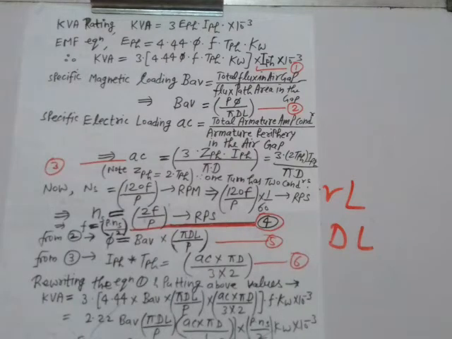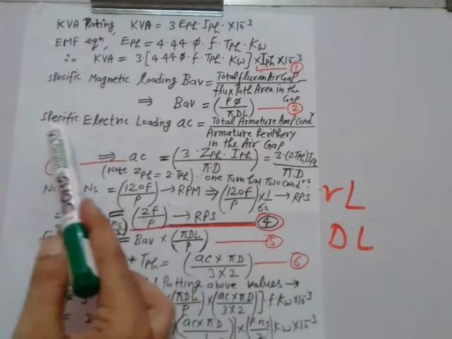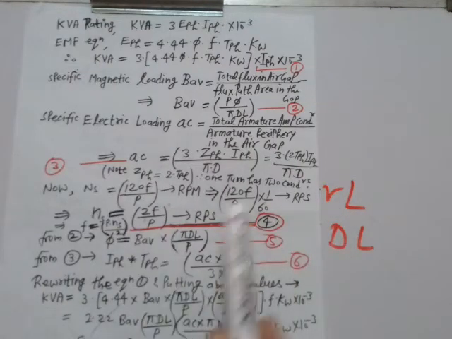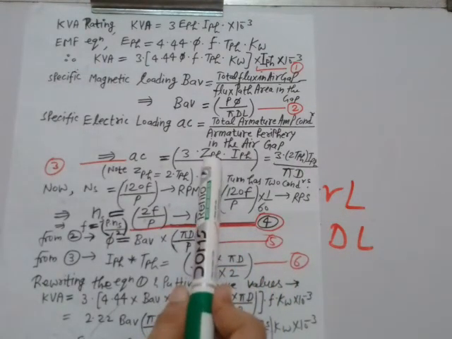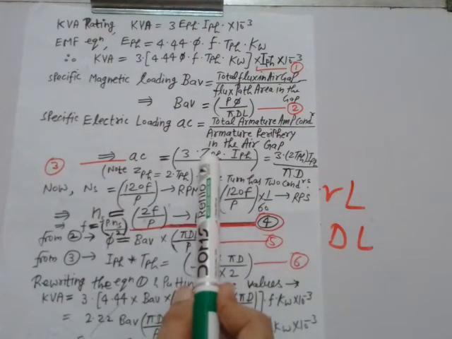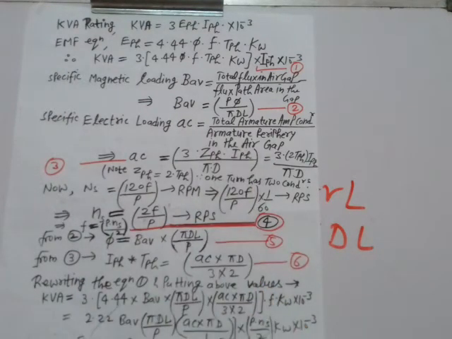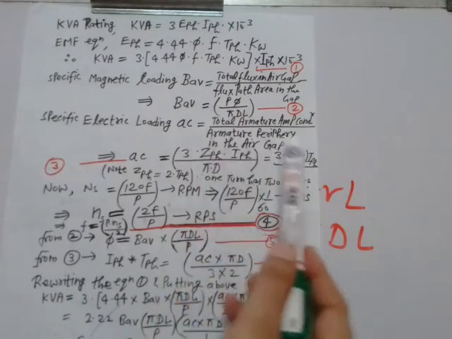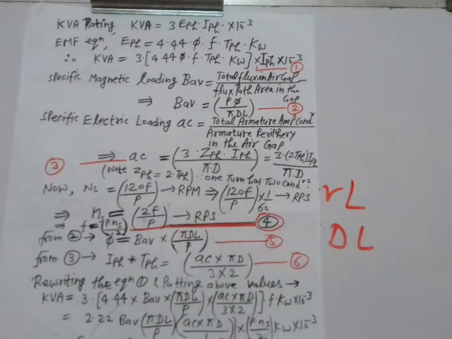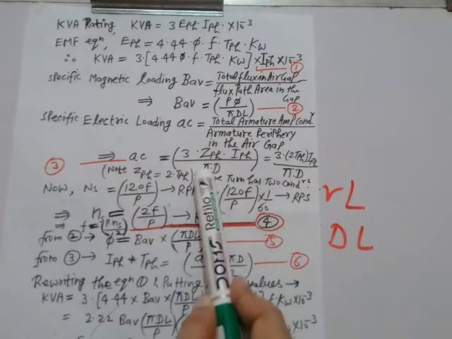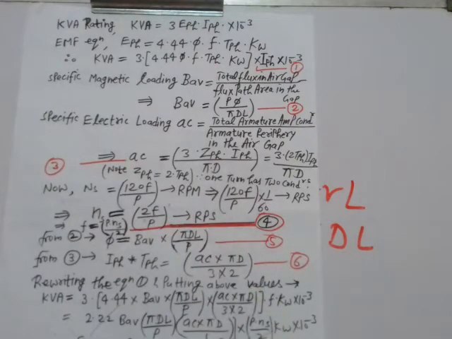So here the specific electrical loading AC has total armature ampere conductors, which is the total number of conductors in the machine per phase, that is ZPH, multiplied by the current per phase, that is IPH, right? And the total armature periphery in the air gap is pi into D. Periphery means 2 pi R, 2R is the diameter D, so we write pi into D, right? For 3 phase, multiplied by 3, right?